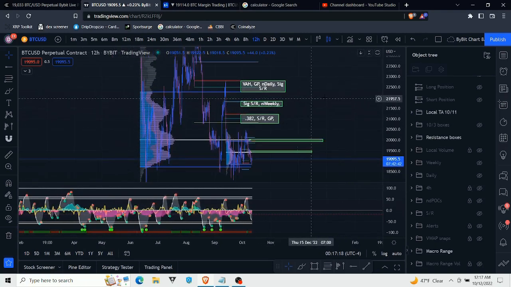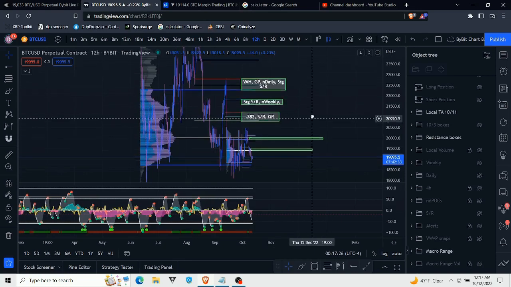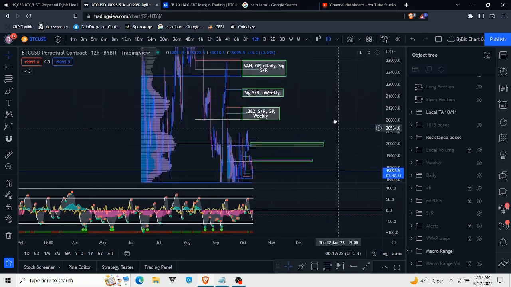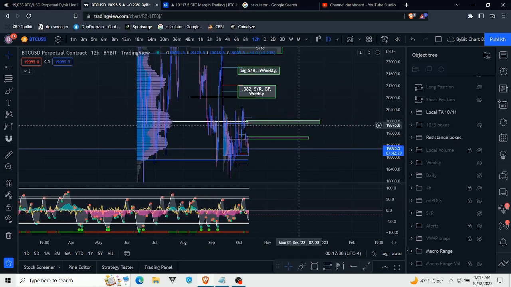I don't have to wait for a TA YouTuber to post the levels of interest that he's looking at. I can find them myself, and what I've noticed is a lot of times the levels that I mark out on my chart as extremely significant, a lot of other TA YouTubers will have those same areas marked out as well.